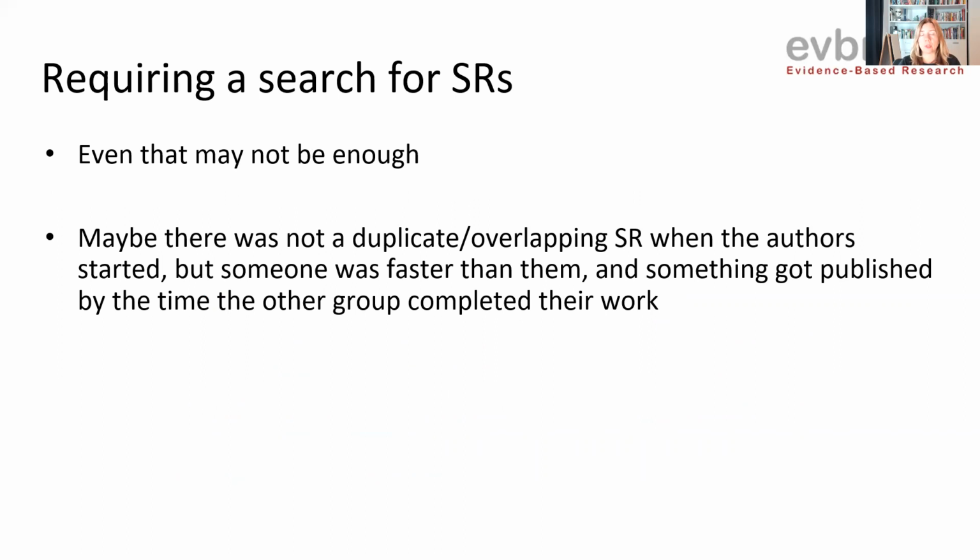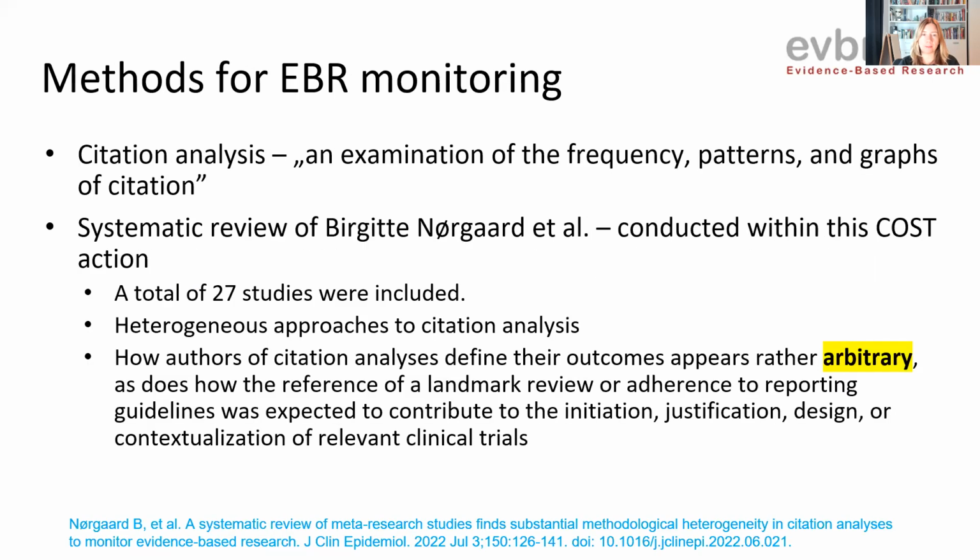Then we have citation analysis. If we require that somebody doing a search for systematic reviews cites the existing systematic reviews, even that may not be enough, because maybe when somebody started their systematic review, there wasn't a duplicate or overlapping systematic review, but somebody was faster than them and something got published while the other group was working on their systematic review. To make sure that nobody has conducted a systematic review such as yours, in theory, you should continuously search the literature to find if somebody has registered or published something like yours in the meantime.